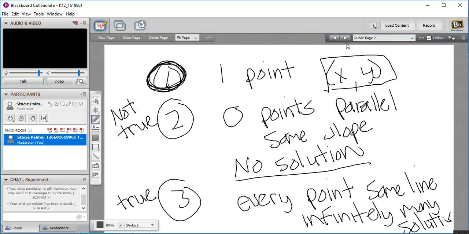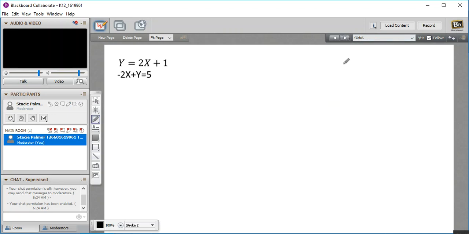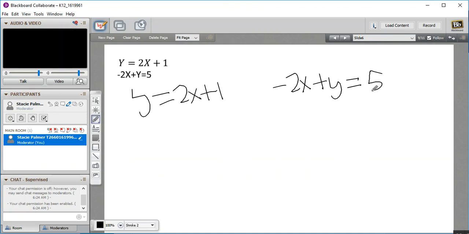Okay, let's go ahead and try another one. y equals 2x plus 1 and negative 2x plus y equals 5. If I want to solve this using substitution, I'm going to put both of these equations side by side. I'm going to solve one of the equations for one of the variables. We can see that the first equation has already been solved for y. The y is already all by itself, isn't it? y is equal to 2x plus 1.